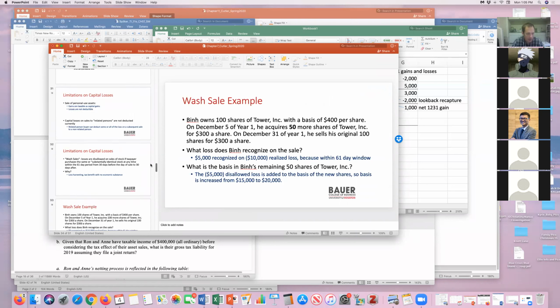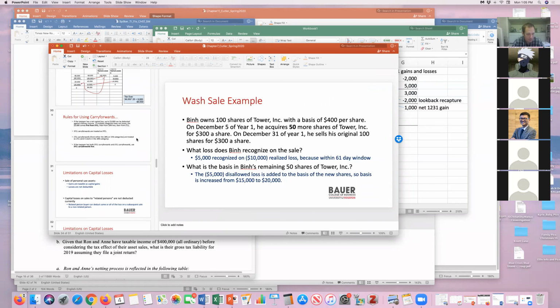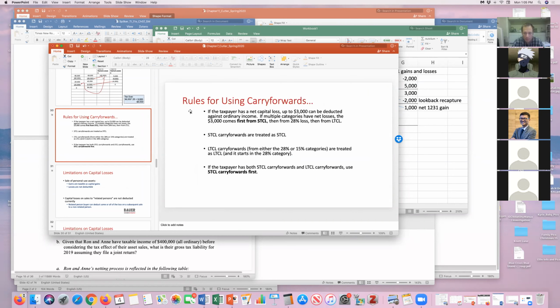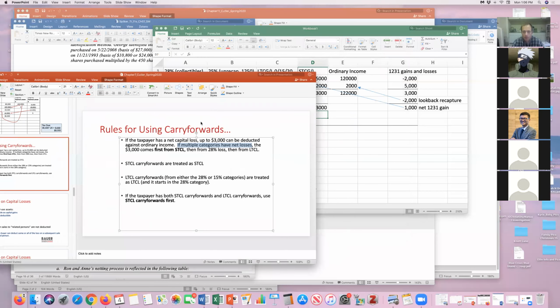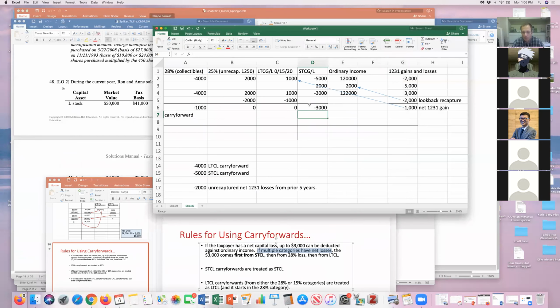Where do I do my netting? All right, so if multiple categories have net losses, the $3,000 that I can use against ordinary income comes from short term first, okay? So I would use this one first, then this one, then this one, right?